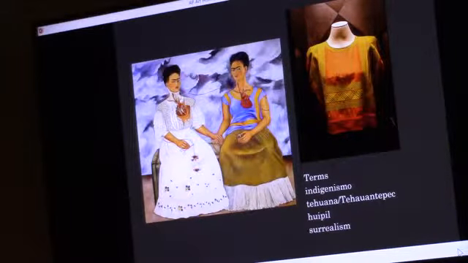But we see this kind of split identity in her, right? Where we have the European style, and this is what the wealthy women of her time wore, kind of a more Victorian dress, but in the Americas, fashion will kind of lag a little bit behind European.